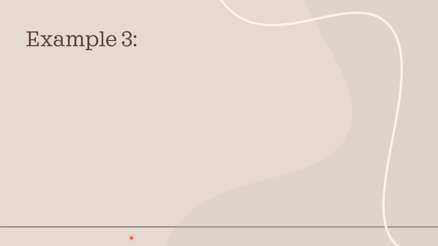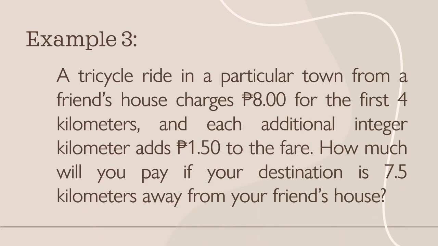Let's have example number 3. Tricycle ride in a particular town from a friend's house charges 8 pesos for the first 4 kilometers, and each additional integer kilometer adds 1 peso and 50 centavos to the fare. So how much will you pay if your destination is 7.5 kilometers away from your friend's house?